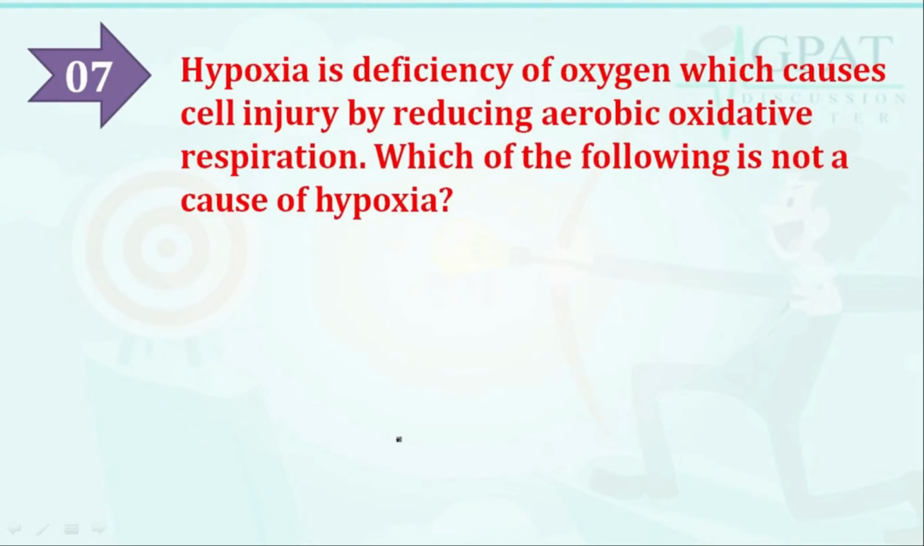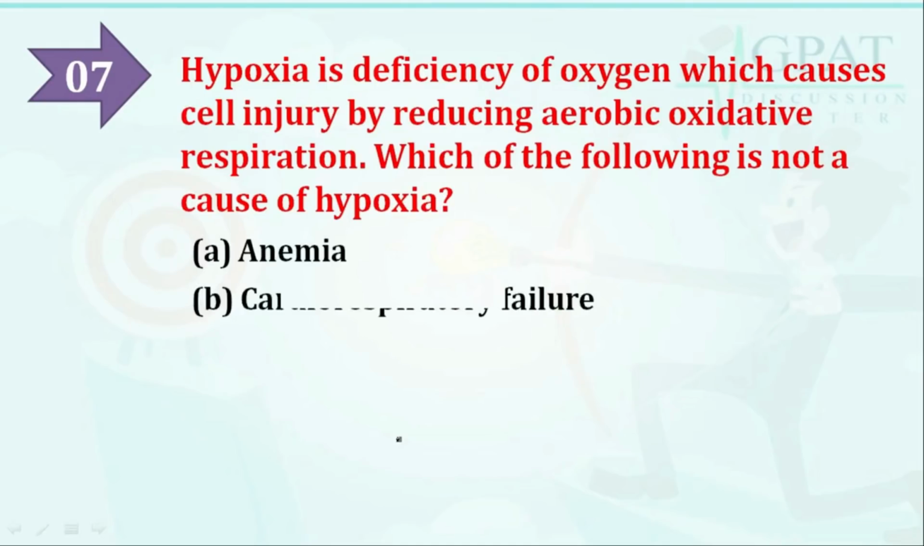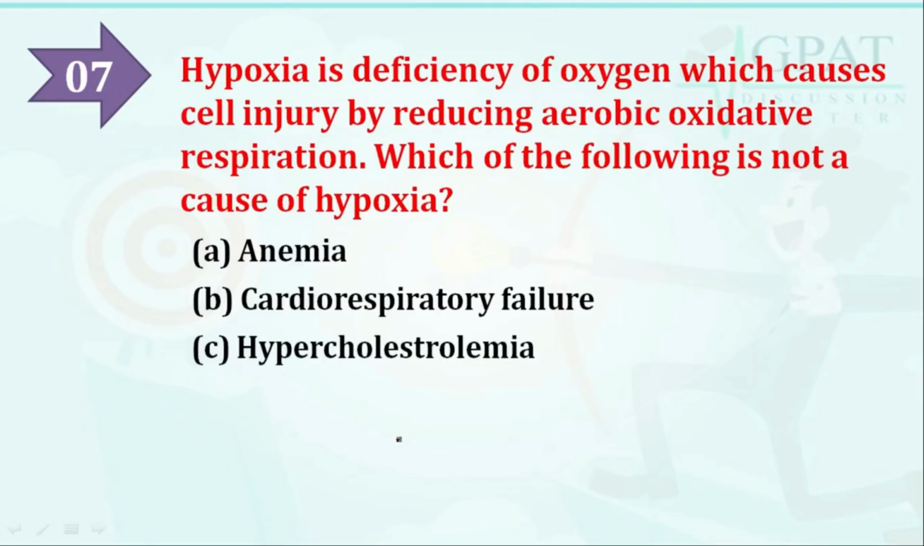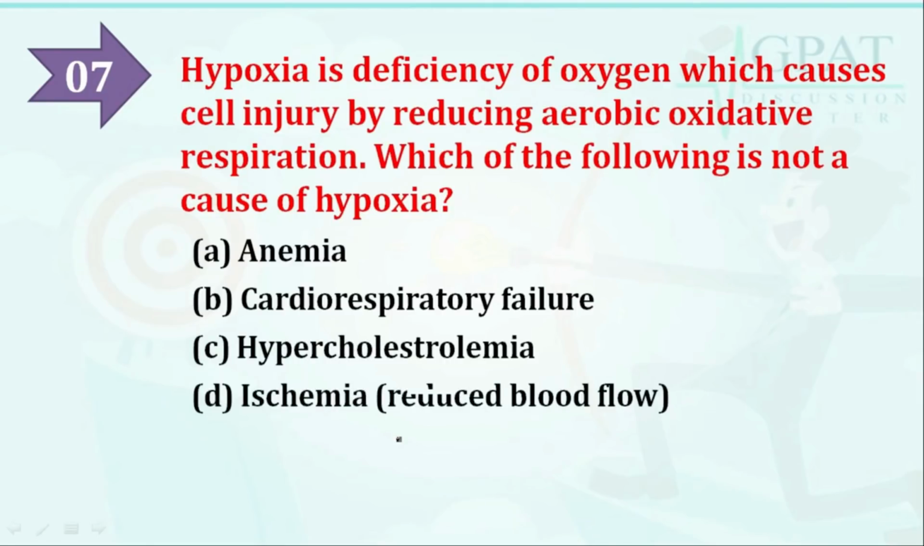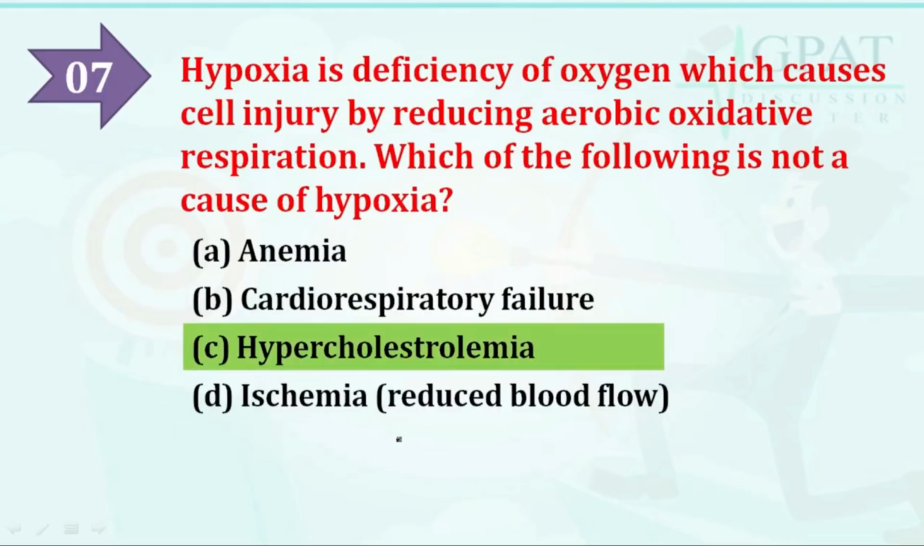Hypoxia is a deficiency of oxygen which causes cell injury by reducing aerobic oxidative respiration. Which of the following is not a cause of hypoxia? The options are, option A, anemia, option B, cardiorespiratory failure, option C, hypercholesterolemia, option D, ischemia, that is reduced blood flow. So which is the correct answer? The correct answer is hypercholesterolemia. It is not a cause of hypoxia.